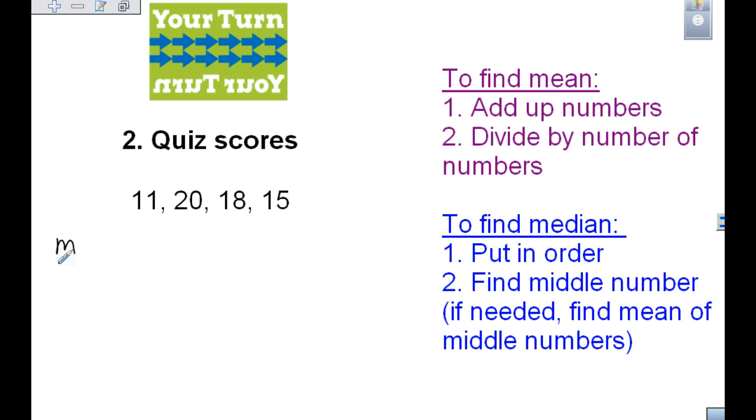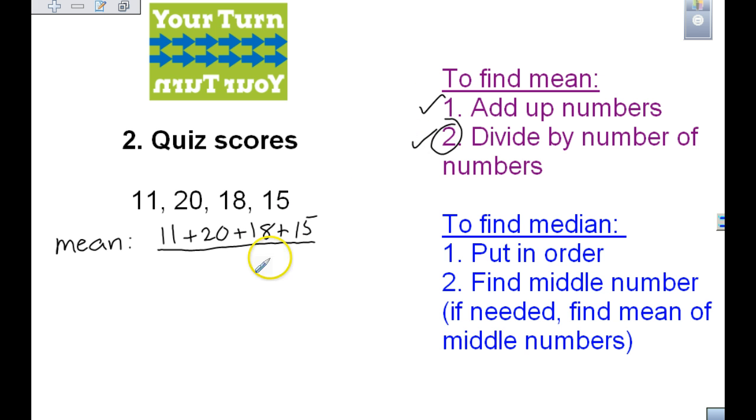Okay, so mean here. Feel free to write these examples down. Add up all the numbers. So I'm just going to add them up as they appear in this order. Divide by, there are 4 of them. So that equals, add those up. What do you get?